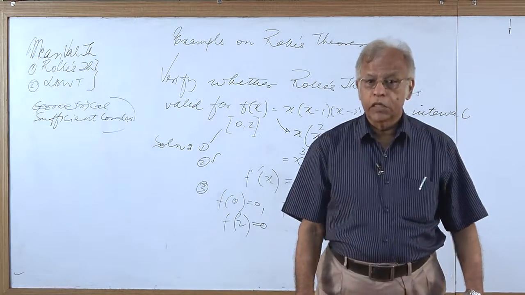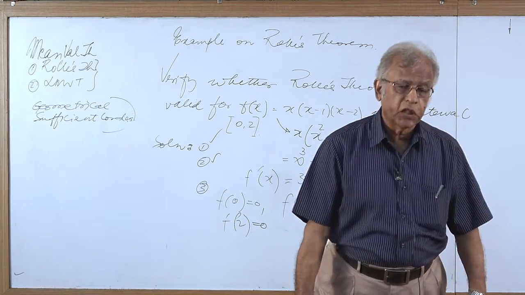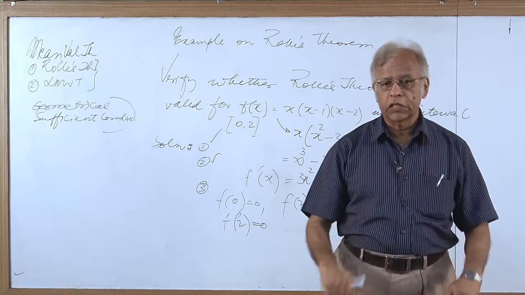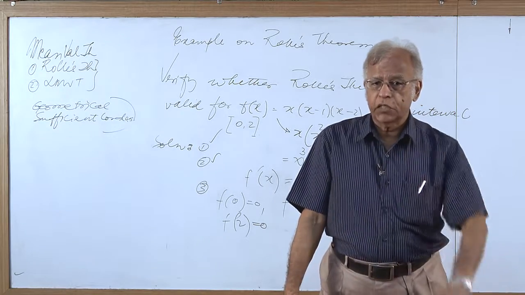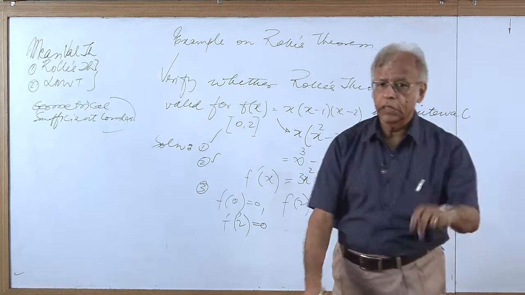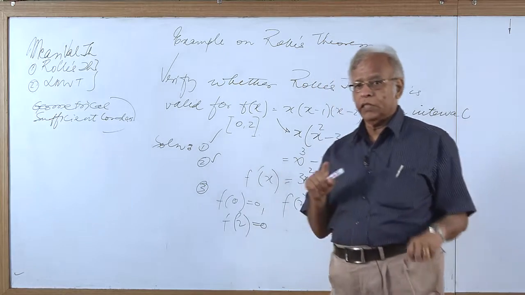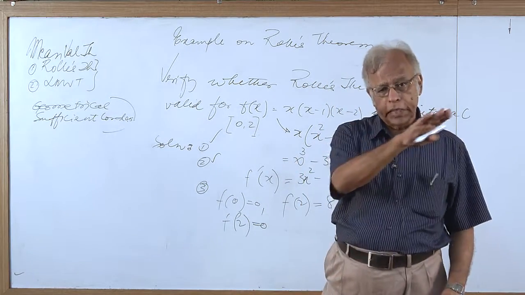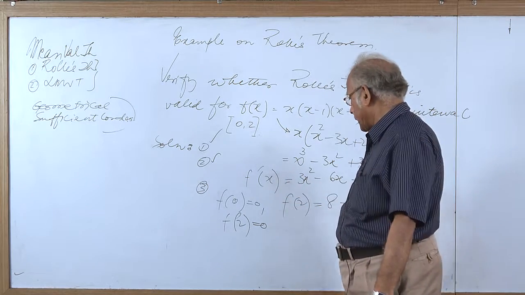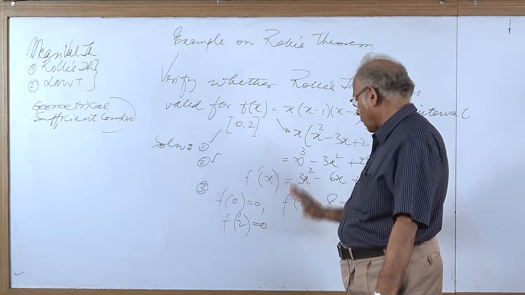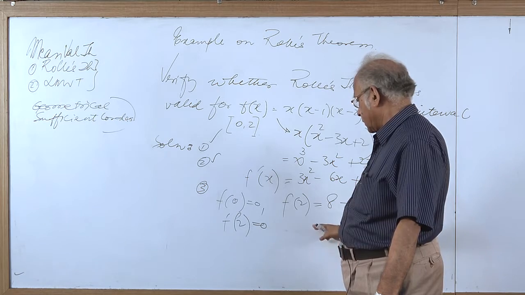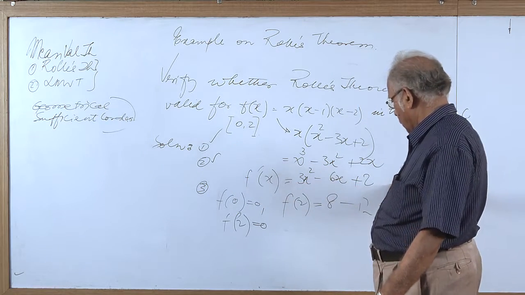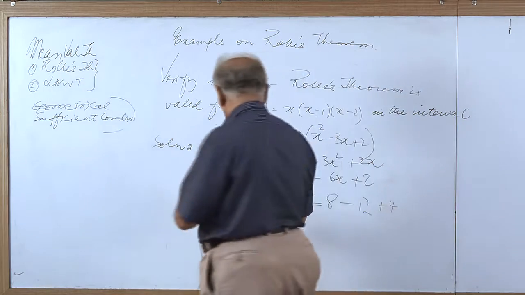Hence, we assert that there must be a value of c, at least one value of c, between 0 and 2, such that f'(c) becomes equal to 0. In other words, at those points, the tangent drawn to this graph will become parallel to the x-axis. We now proceed to see if we can find a value of c that does indeed make f'(x) zero.